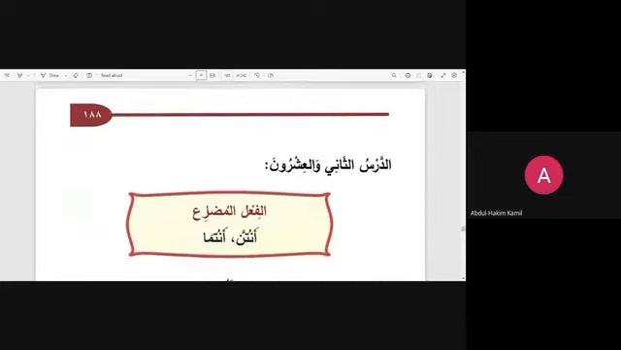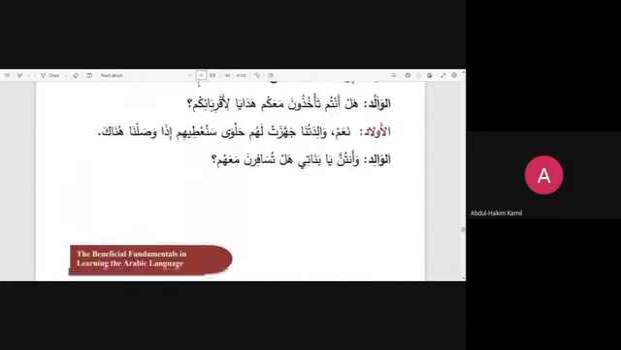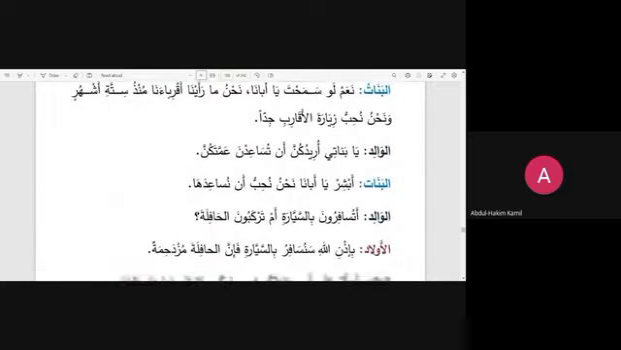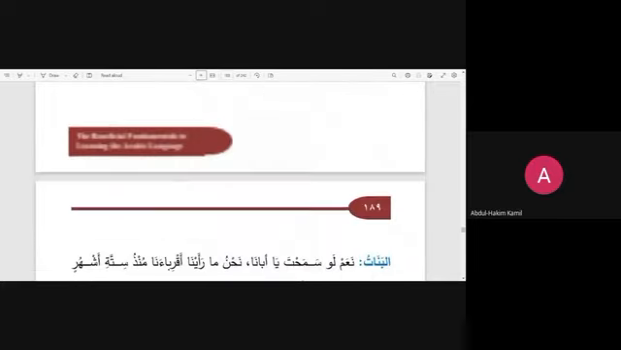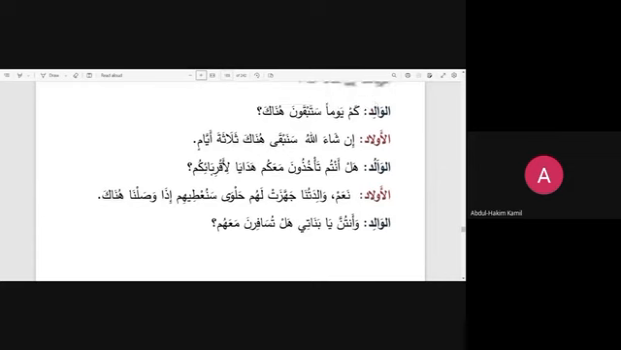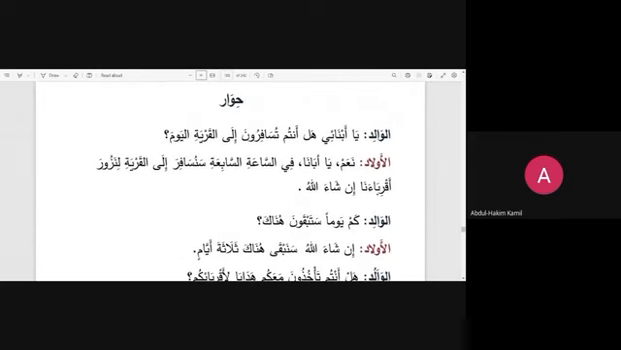And then we have the story here, with the same amount of sentences on each page. So everybody's going to read one whole page. يا أبنائي هل أنتم تسافرون إلى القرية اليوم؟ نعم يا أبانا في الساعة 7 سنسافر إلى القرية لنزور أقرباءنا إن شاء الله. كم يوم ستبقون هناك؟ إن شاء الله سنبقى هناك 3 أيام.